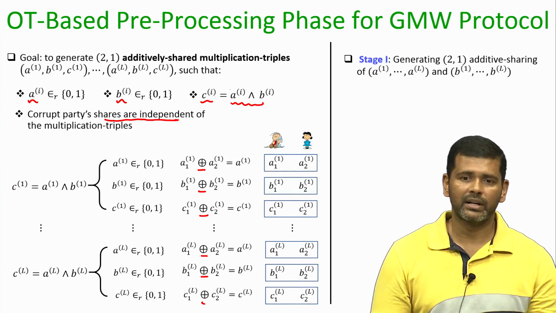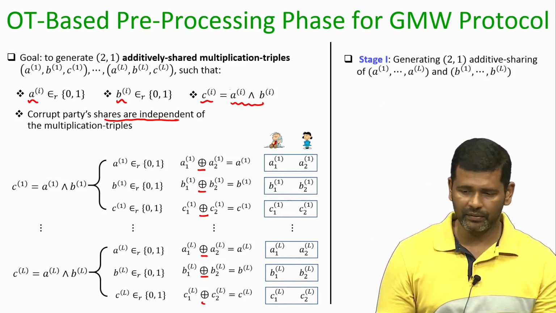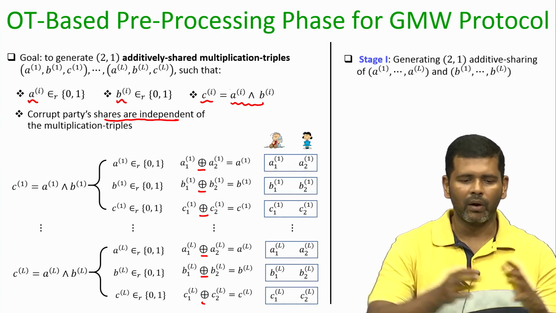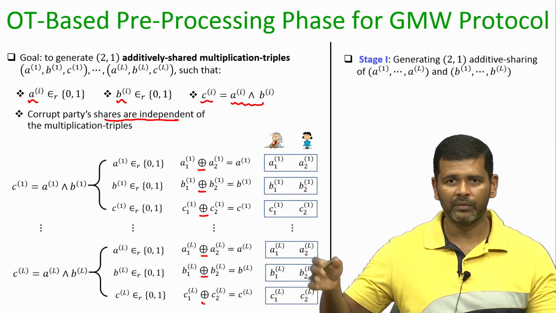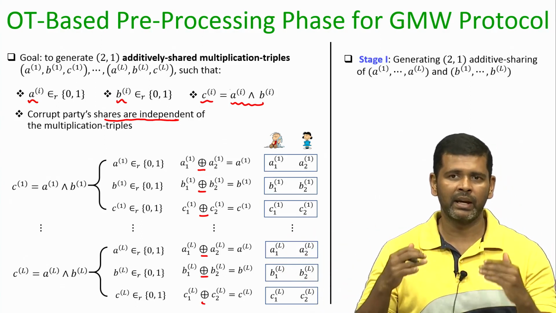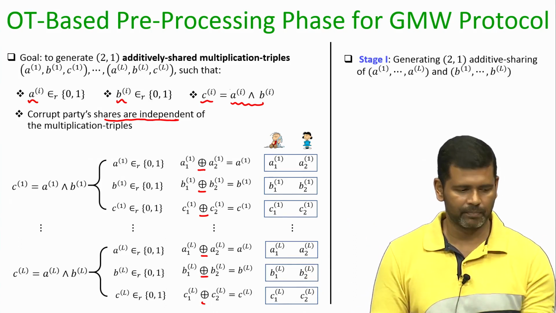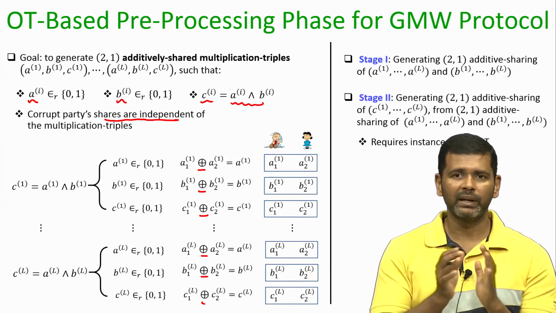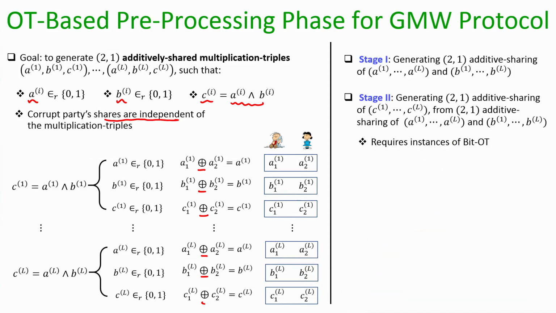So, generating this data structure will be done in two stages. The first stage is, for all the L multiplication triples which we want to generate, we generate first the A and B components in a secret shared fashion. Now, assuming that we have generated the A and B components in a secret shared fashion for all the L multiplication triples, we generate securely the C components again in a secret shared fashion. And generating the C components in a secret shared fashion requires instances of bit oblivious transfer.